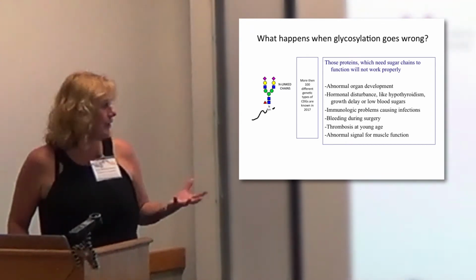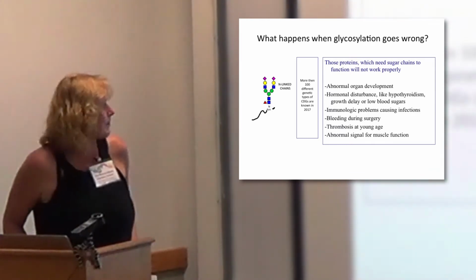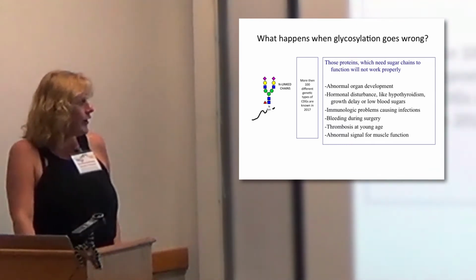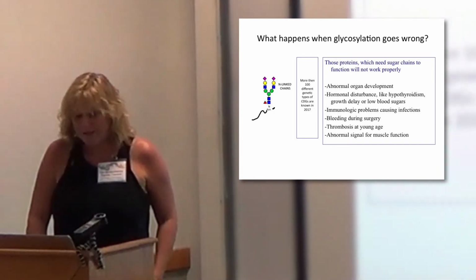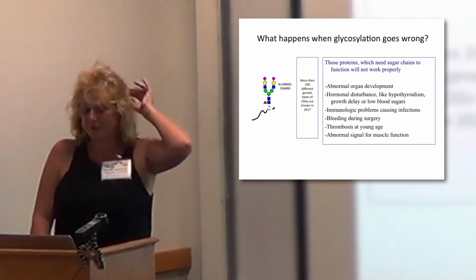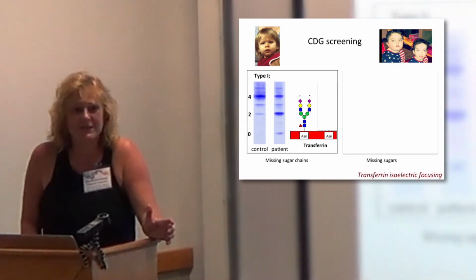And this is all because those proteins are missing their right antenna. So there are more than 100 different types of CDGs we know, and that number is continuously growing. And now I teach you how we diagnose this disease.